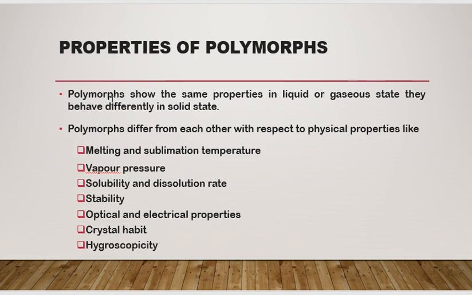So, the properties of these polymorphs. The polymorphs show the same properties in liquid or gaseous state. They behave differently in the solid state. Polymorphs differ from each other with respect to physical properties like melting and sublimation temperature, vapor pressure, solubility, dissolution rate, stability, optical properties, crystal habit and hygroscopicity.